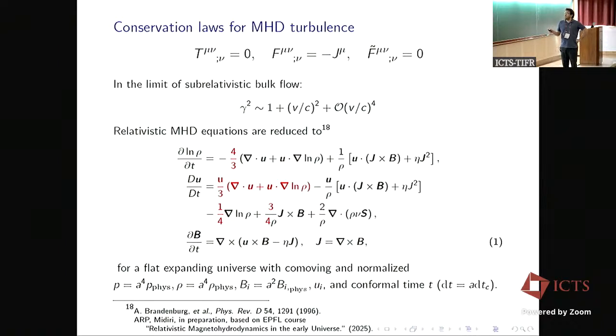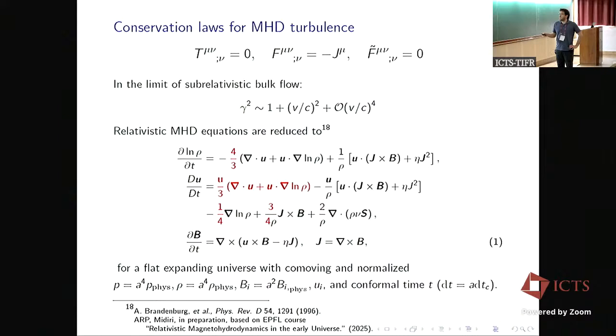And then the equations that we are solving actually are the conservation laws for MHD, that this has already been described, and this is, of course, in the case that we don't have any interactions with the scalar field. So we are running these simulations to understand what happens after the phase transition is over. And in the limit of subrelativistic bulk flow, then we find the relativistic MHD equations, and I'm calling this relativistic because we have a relativistic equation of state, but they are still in the subrelativistic limit of bulk flow.